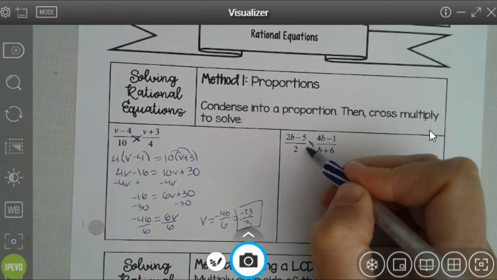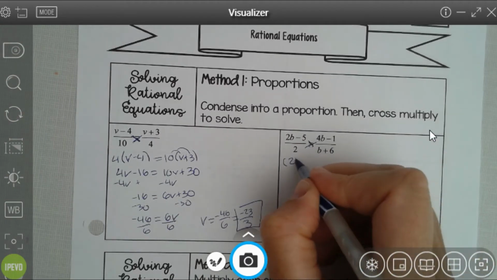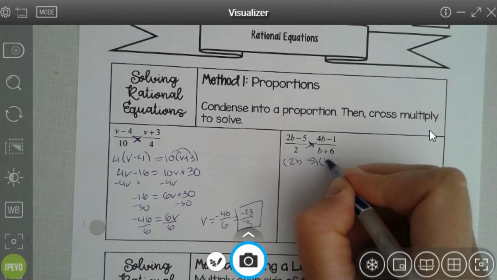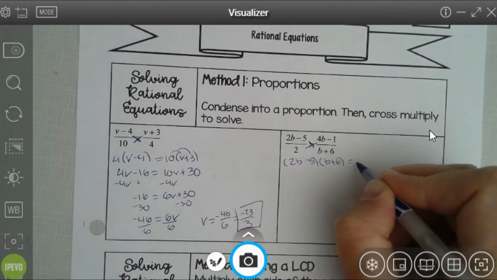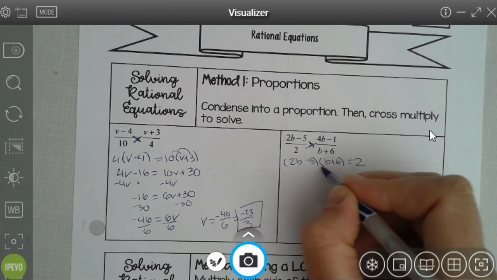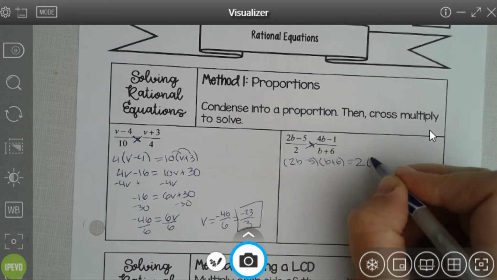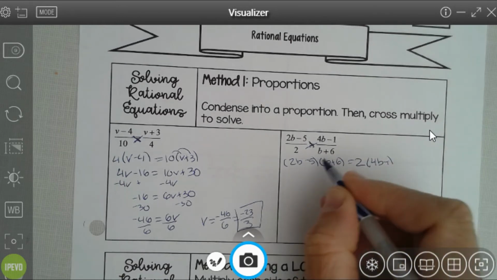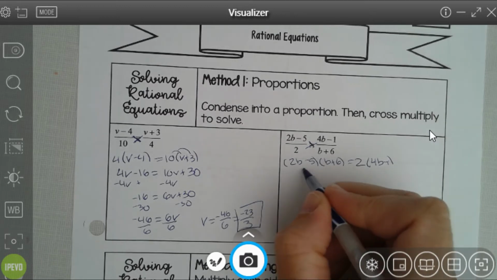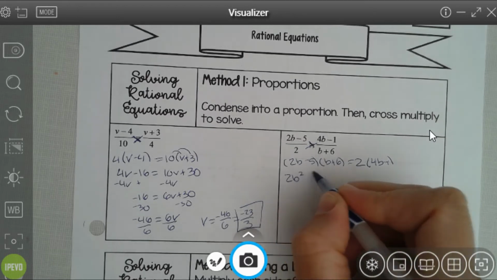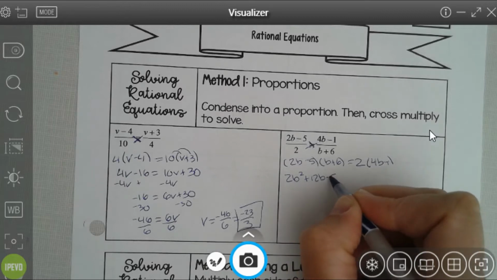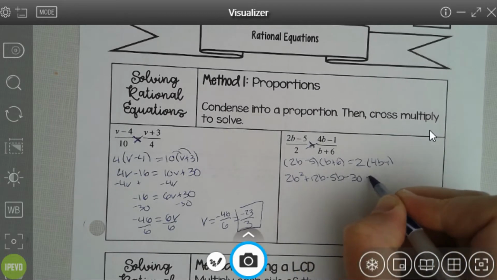Same thing here, cross multiply. This time when I cross multiply, though, it's not going to be as pretty because I'm going to end up having to FOIL these on the left side. So remember, the 2 parentheses means you're going to actually have to multiply those out. So the first, outer, inner, last, make sure you get all of the terms. So you have 2b squared plus 12b minus 5b.